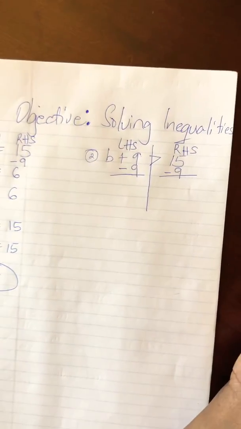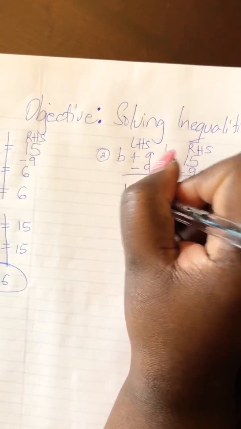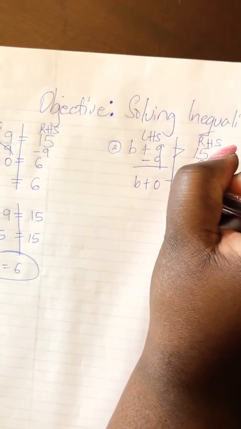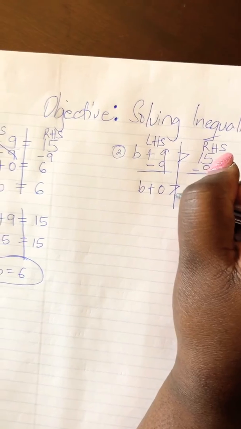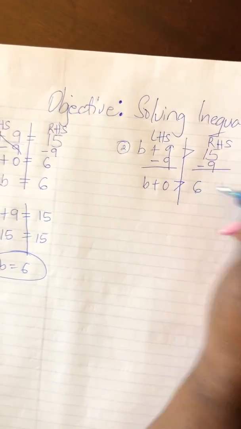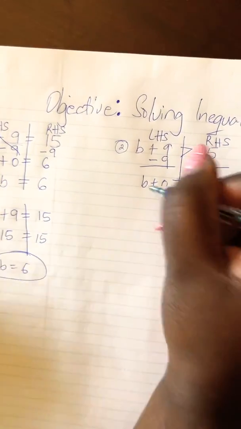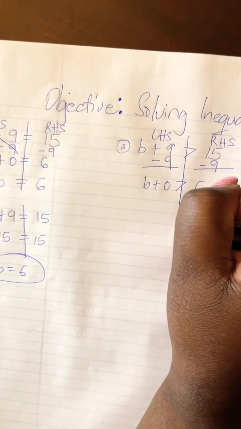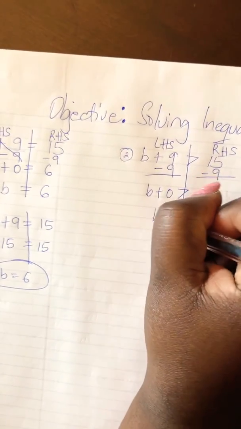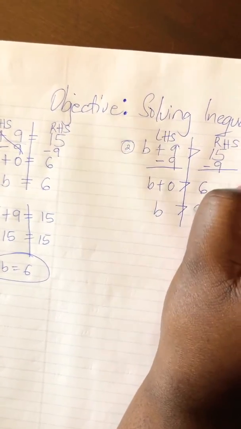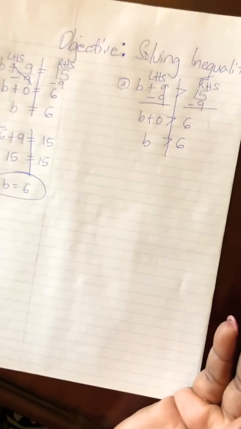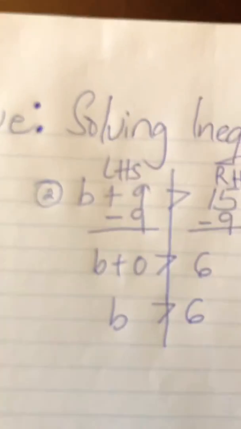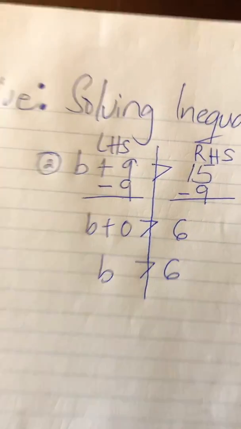In doing so, we're left with b plus 0 is greater than, not equal, 6. B plus 0 is greater than 6. The 0 has no value, we really don't need it. So it's going to be b is greater than 6. So think of all the values that are greater than 6. If you think about greater than 6, can we use 6?